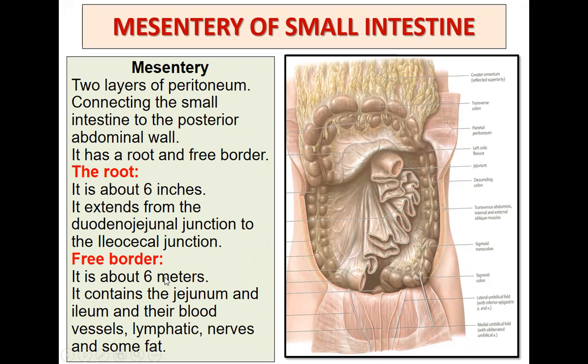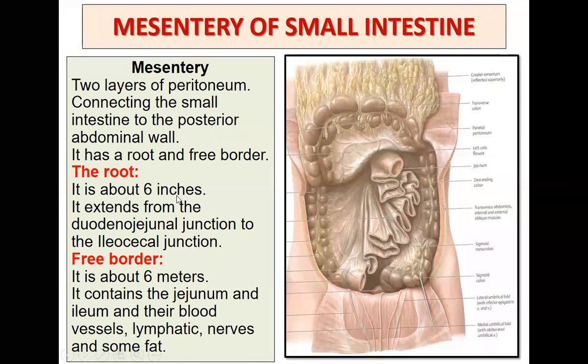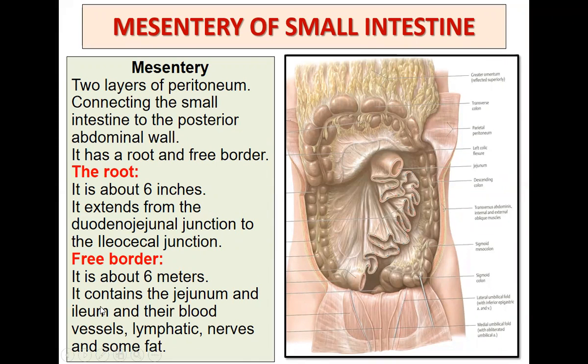So the free border will be 6 meters. See, compare the size. The root will be just 6 inches, but the free border will be 6 meters long. It contains the jejunum and ileum and the blood vessels, lymphatics, nerves, and some fat.